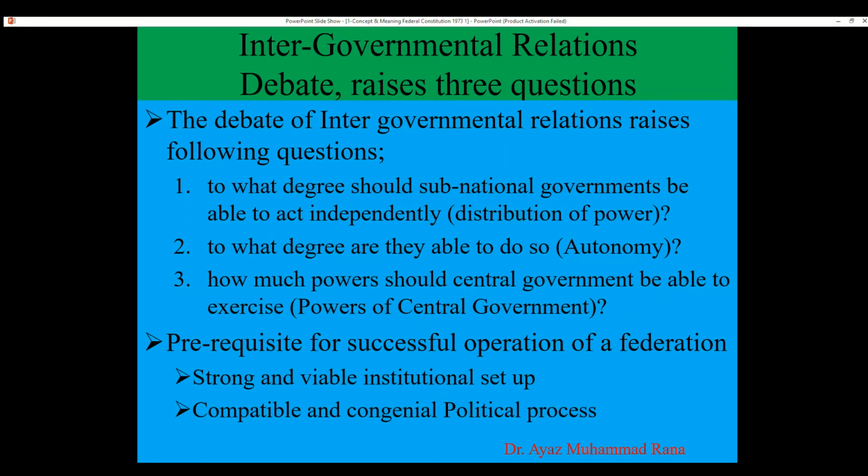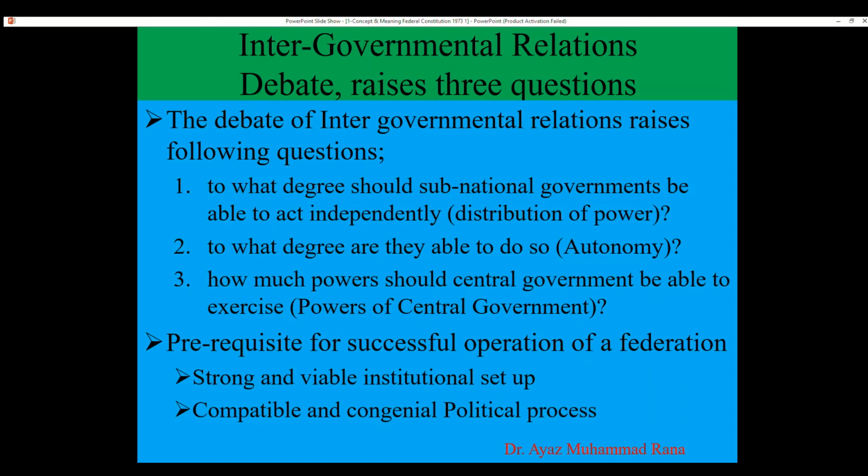In this transfer of power, various kinds of lists or techniques are adopted. Sometimes only the powers of the central government are defined and residual powers are transferred to the provinces, for example, in the case of America. Sometimes two lists, sometimes three lists. So there are various techniques and mechanisms according to the requirement of the country.